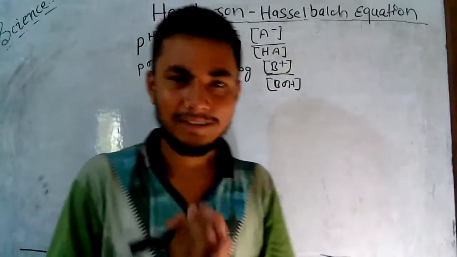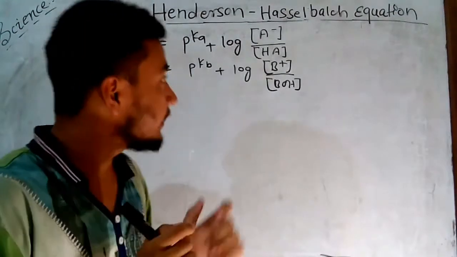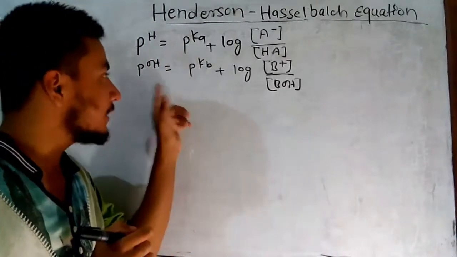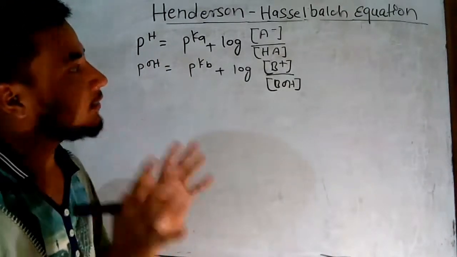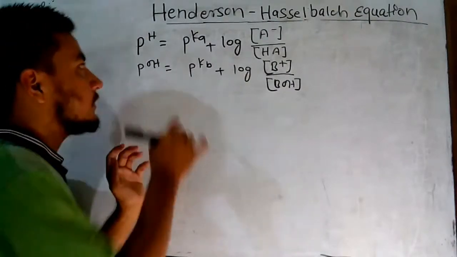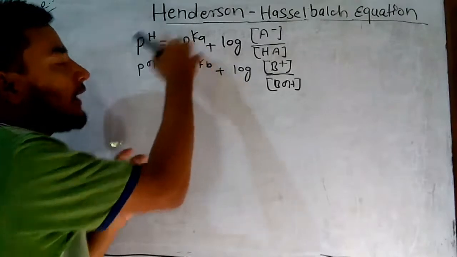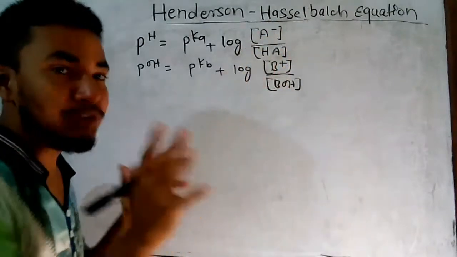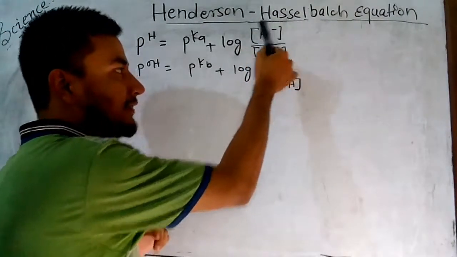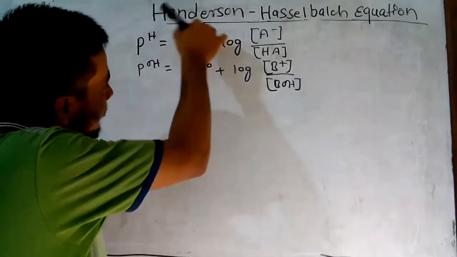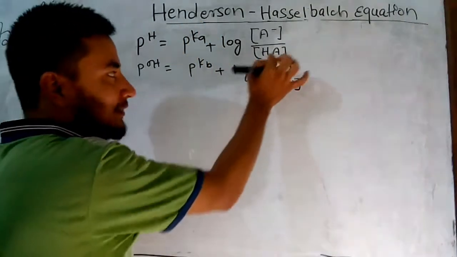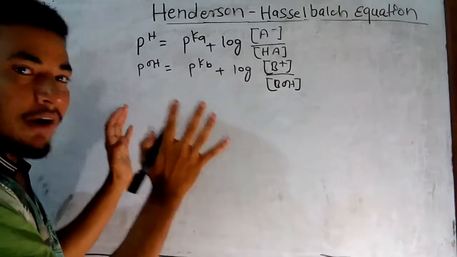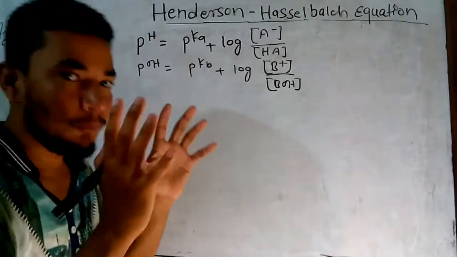This Henderson-Hasselbalch equation is used to find the pH of a buffer solution as well as the pOH of a buffer solution. When we derive it, the final equation is pH equals pKa, the dissociation constant of acid, plus log [A minus], the conjugate base, over [HA], the acid. So when we know the dissociation constant of the acid as well as the concentration of acid and conjugate base, then we can easily find the pH value of the given buffer solution.